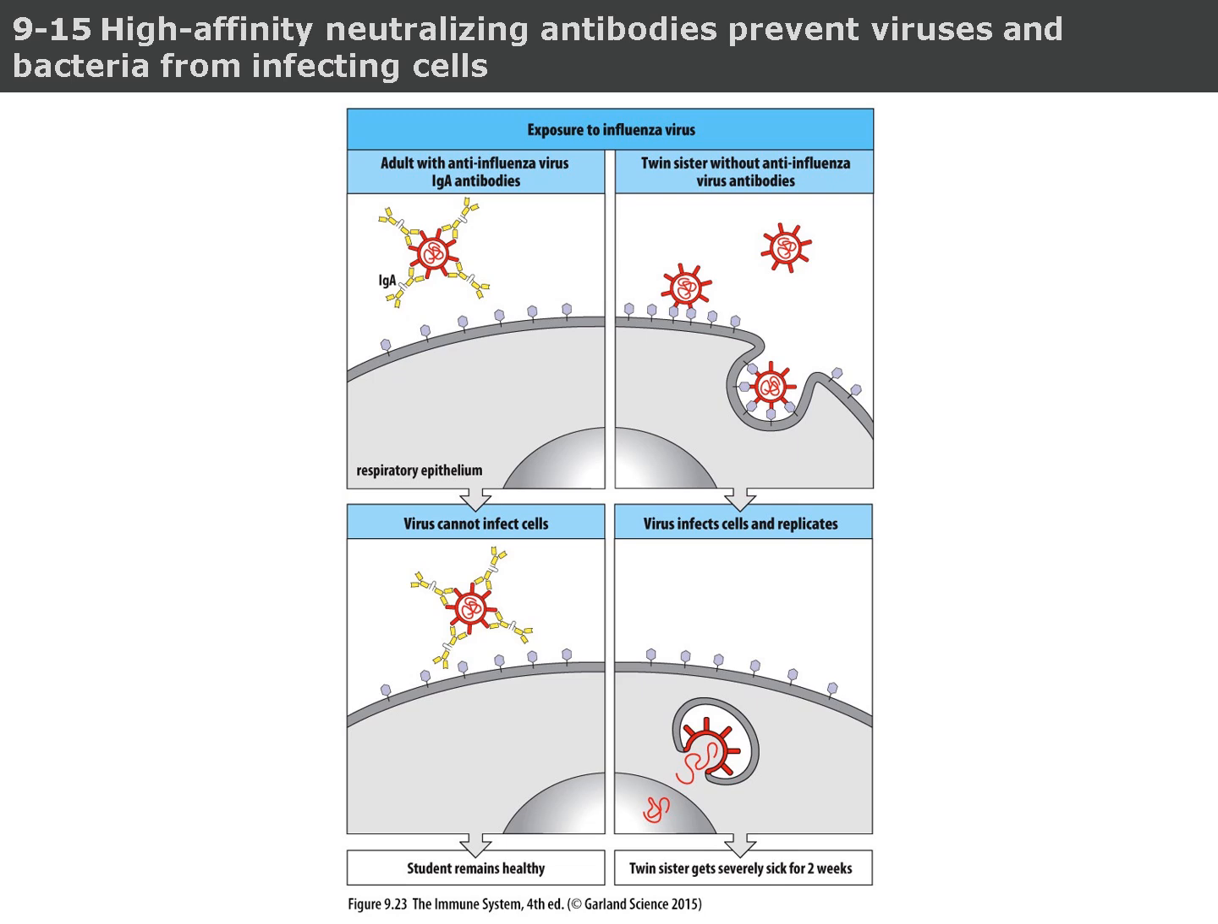On the right side, her twin sister lacks these antibodies. The influenza virus successfully binds to epithelial receptors, enters the cell, and begins replicating. Without neutralizing IgA, the virus spreads, causing severe illness for 2 weeks. This comparison underscores the power of neutralizing antibodies in preventing infection before it begins, especially at mucosal entry points like the respiratory tract. Such antibodies are often the goal of effective vaccination, especially for respiratory and gastrointestinal pathogens.